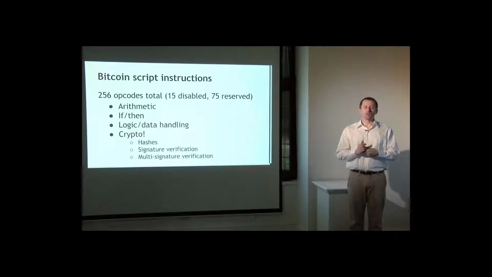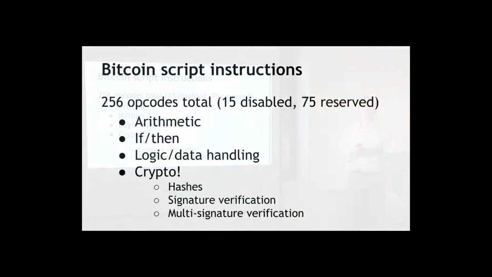So a little bit more about the Bitcoin scripting language. It's very small. There's only room for 256 instructions because each one is given 1 byte. Of those, 15 are currently disabled, so you can't use them at all. And 75 of them are reserved, so haven't been assigned any specific meaning yet, but might be instructions that are added later in time.